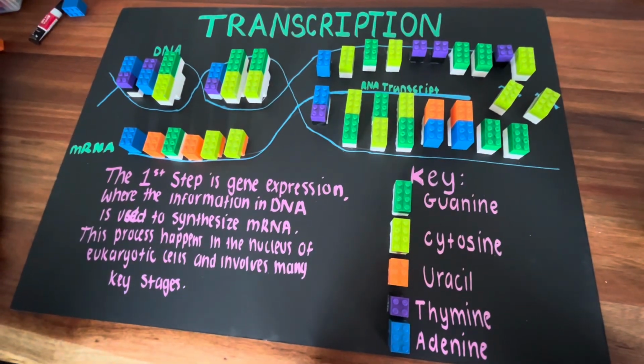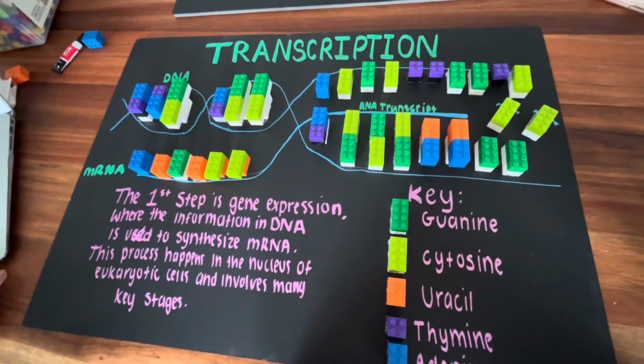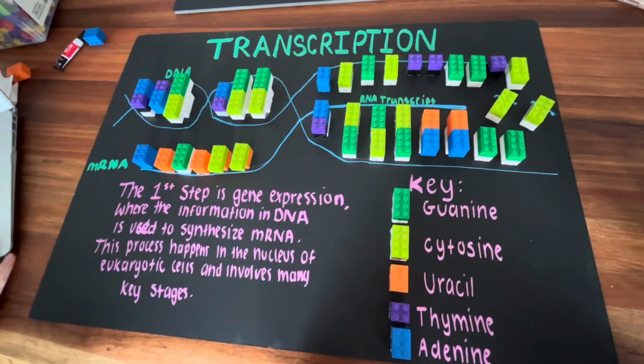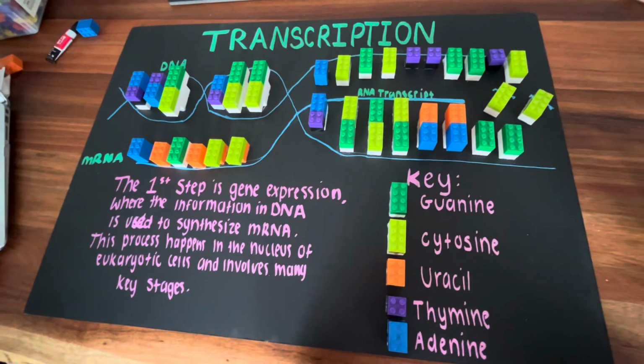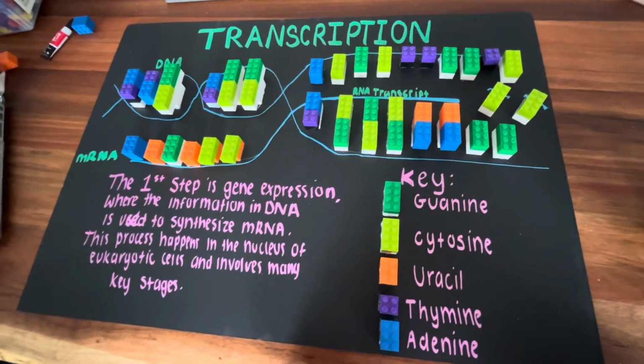Adenine pairs with uracil while cytosine pairs with guanine. The RNA strand is the same as a DNA coding strand, except thymine is replaced with uracil. When RNA polymerase reaches a termination sequence in the DNA, it stops transcription, releasing the newly formed pre-mRNA strand.